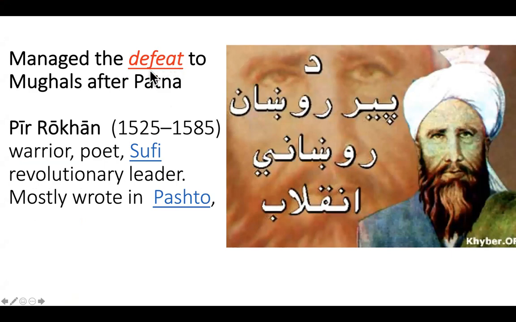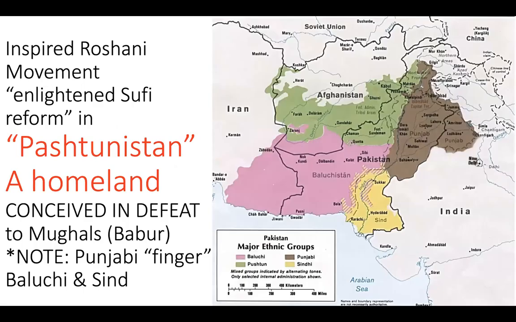in reaction to that defeat, you have this famous Pashtun, who was a combination of warrior, poet, Sufi, revolutionary, and linguist. He invented the Pashtun alphabet, and he's in the 1500s. And there's a whole movement that follows behind him for at least another 100 years. And that movement says, hey, we need our own Pashtunistan.